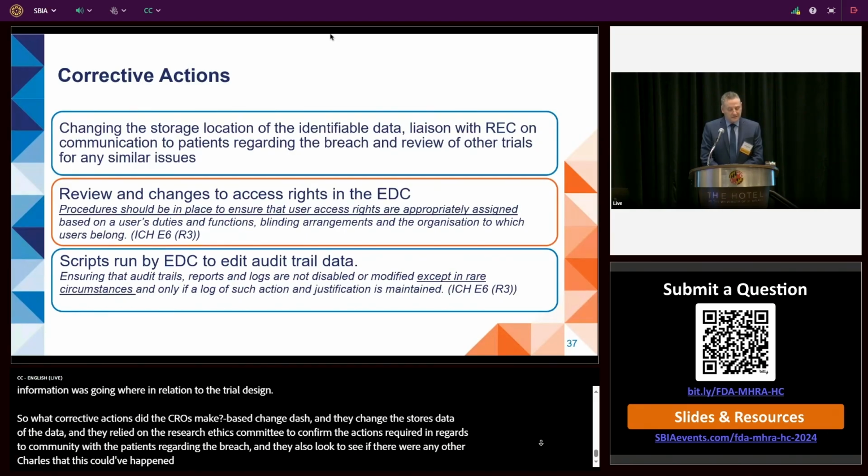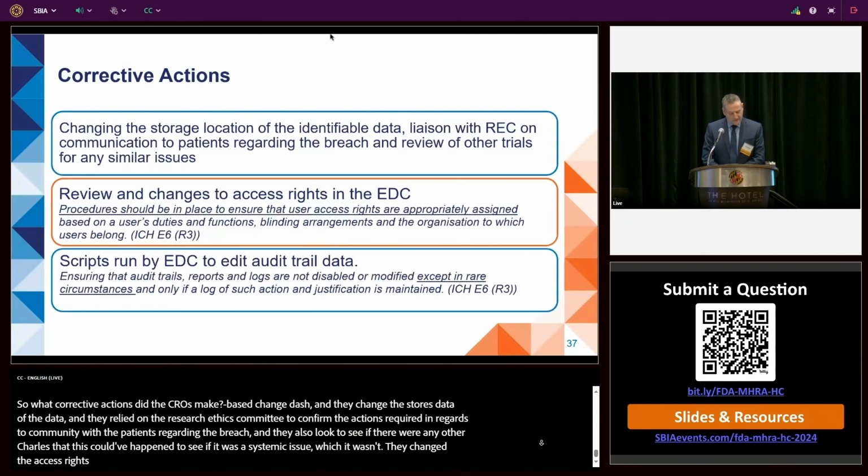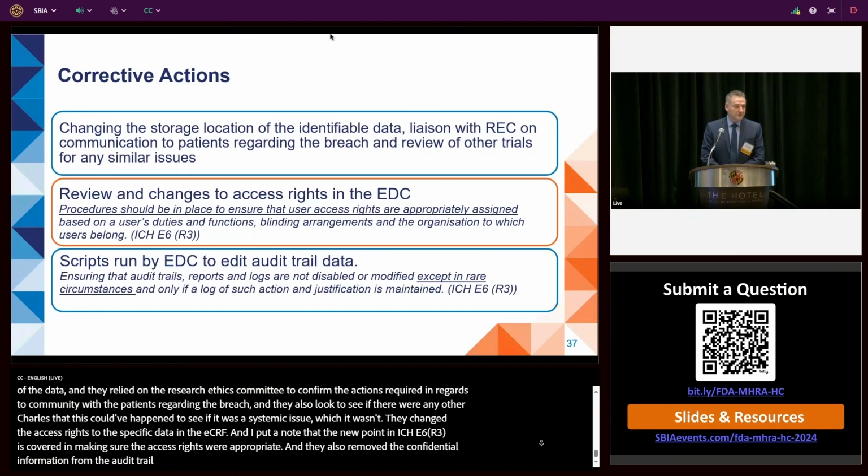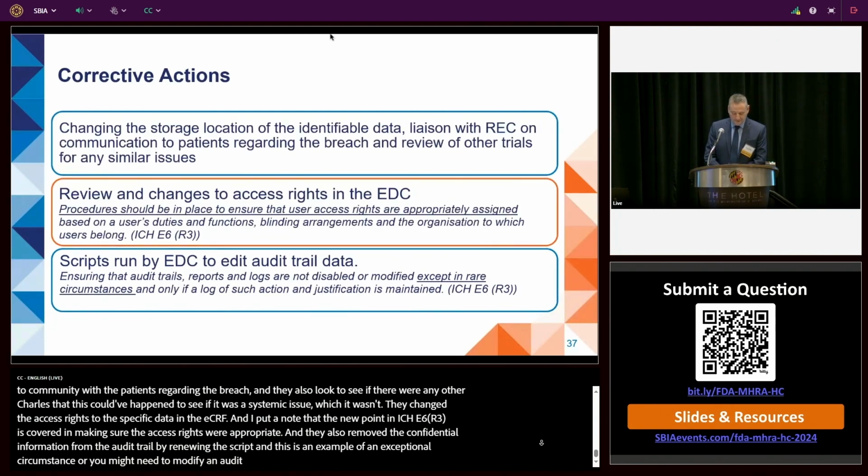They changed the access rights to the specific data in the ECRF. And I put a note there that a new point in ICH E6R3 does cover making sure that access rights are appropriate. And they also removed the confidential information from the audit trail by running a script. And again, this is an example of an exceptional circumstance where you might need to modify an audit trail, which is contained in the public consultation E6R3.